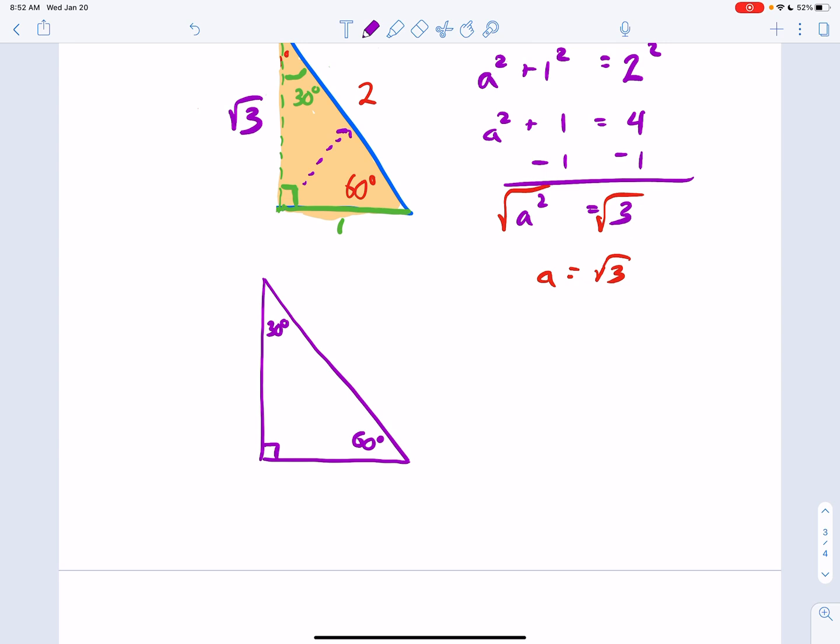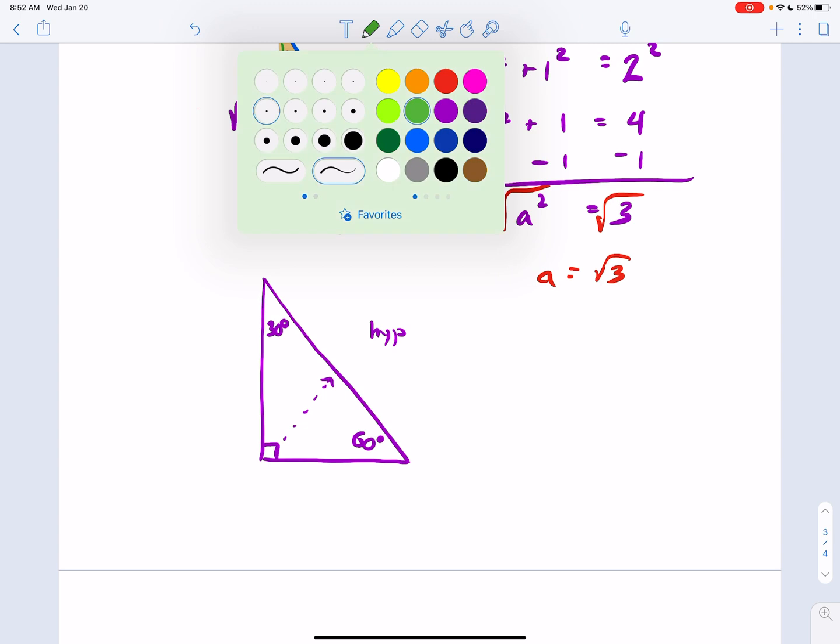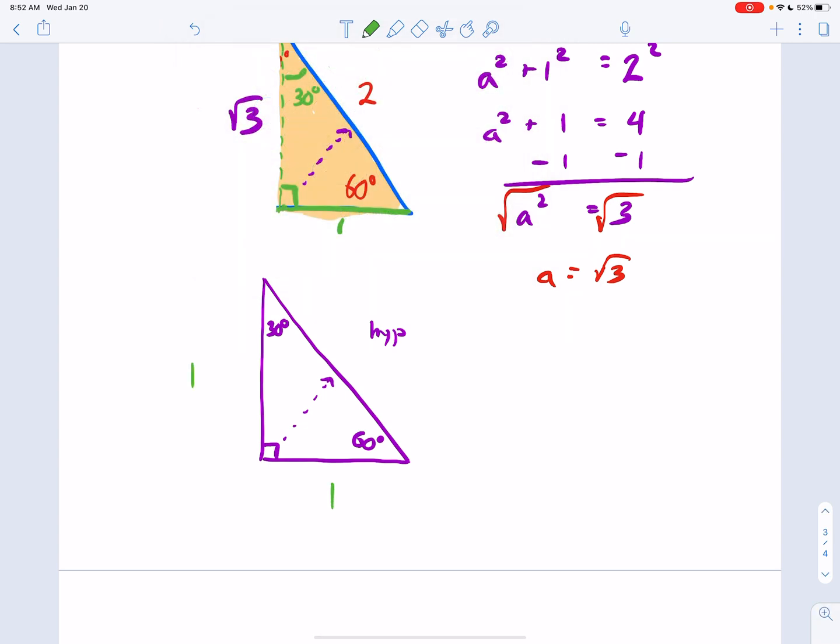So what we're going to do is we're going to call this the short leg. We're going to call this the long leg. And as always, opposite of the right angle, we call that the hypotenuse. Okay? So here's the relationship, you guys. Let me make some space here. The short leg and the long leg will always be the same. So I'm going to put 1 and 1.